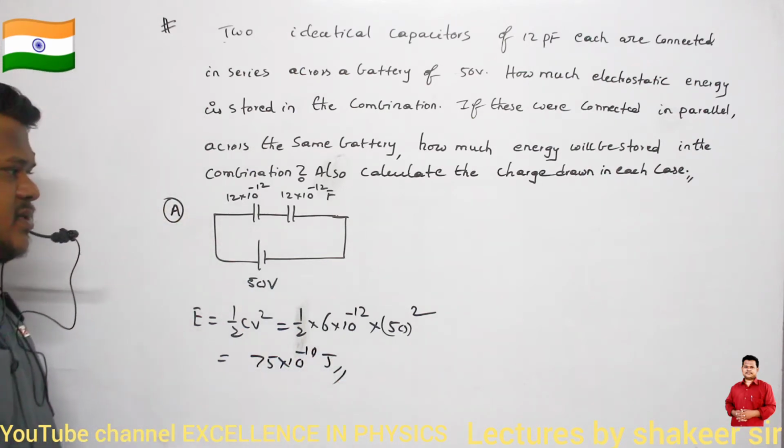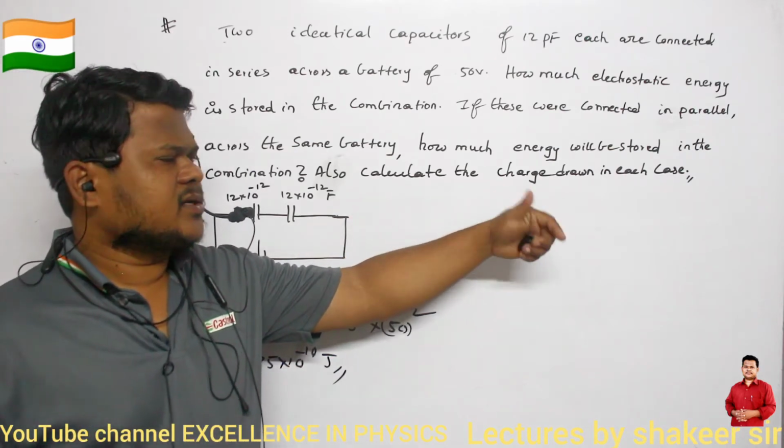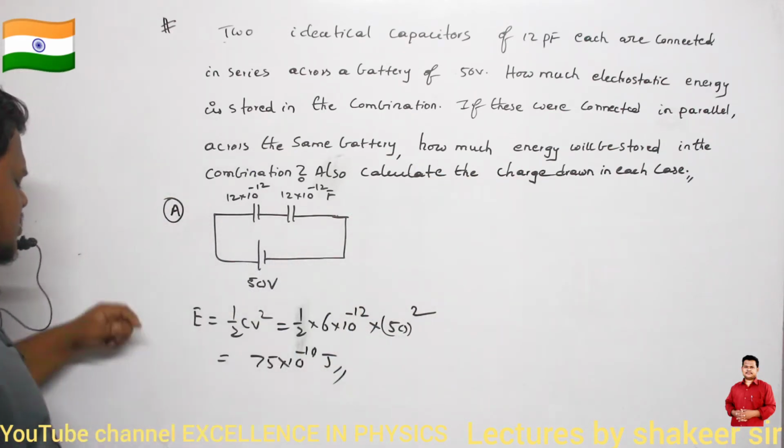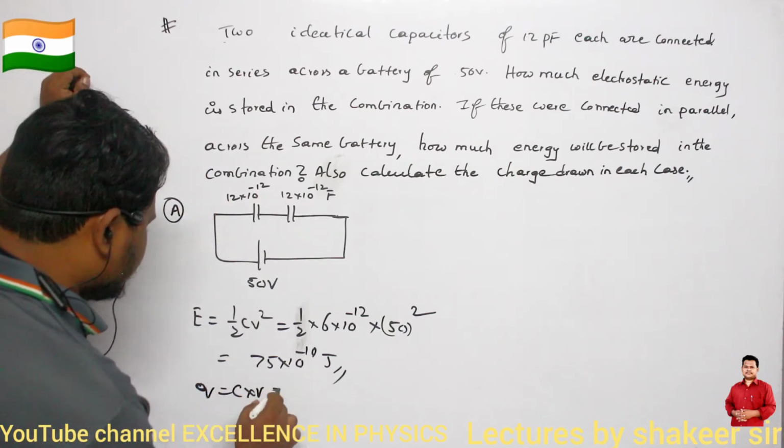This much amount of energy is stored in this combination. Clear? Similarly, he is also asking to calculate the charge drawn in each case. So what is the charge drawn in each case? Q is equal to C into V, that's all.